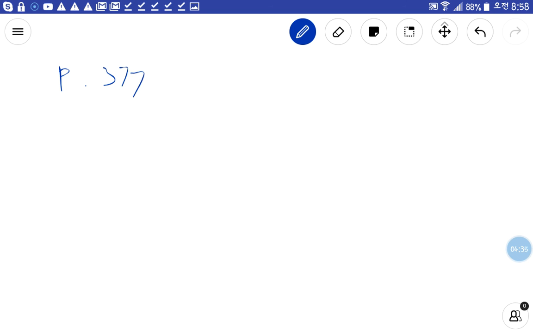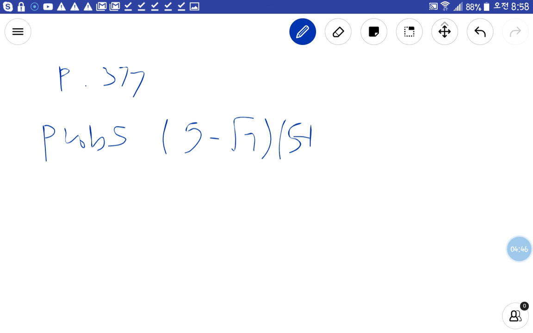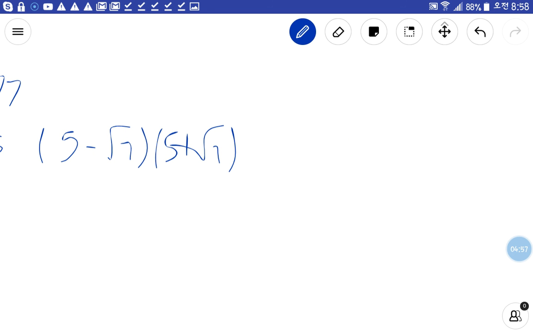Alright, let's move on to problem 5 now on page 377. So problem 5: if we have a conjugate, what's going to happen? We are multiplying conjugates. Do you guys remember the formula from factoring? You have a plus b times a minus b.